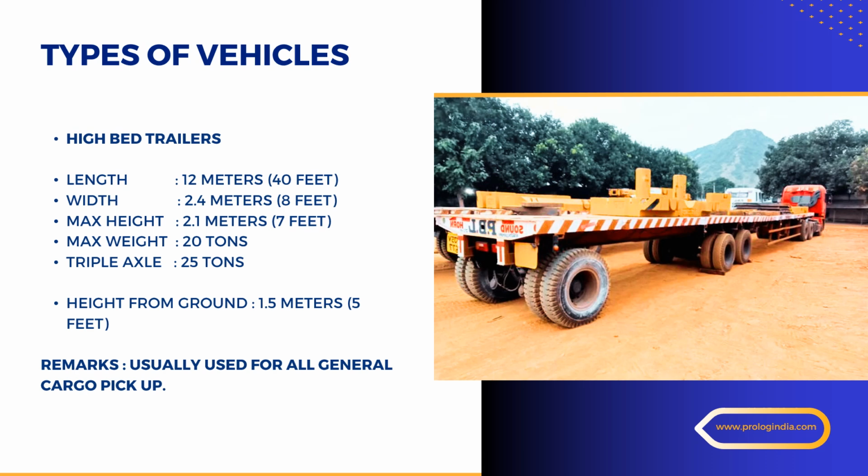First being the high bed trailers. These are the normal high bed trailers. The length of these trailers is around 12 meters. Width is around 2.4 meters, that is 8 feet. And the maximum height the cargo can be taken is 2.1 meters. Of course, you can carry cargo above 2.1 meters as well because these are open vehicles.